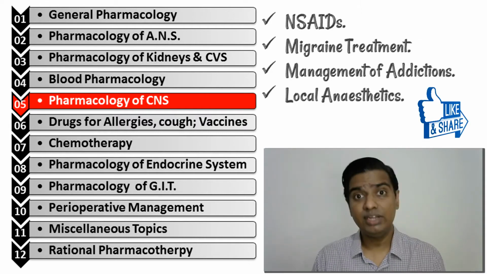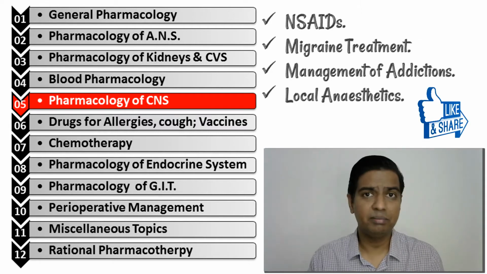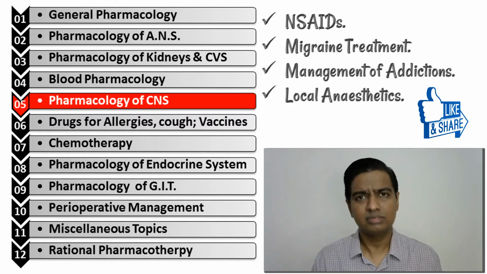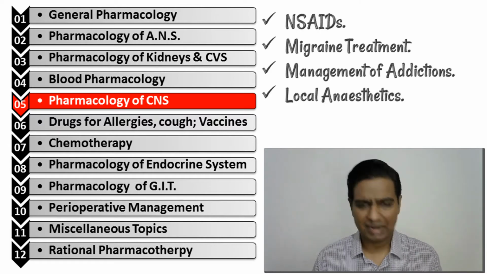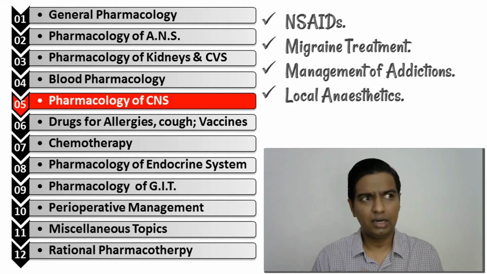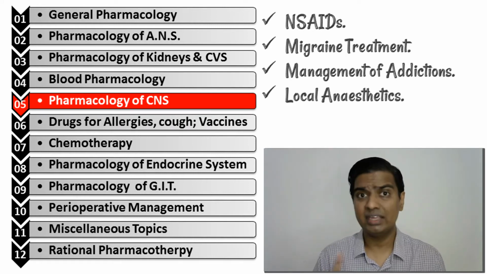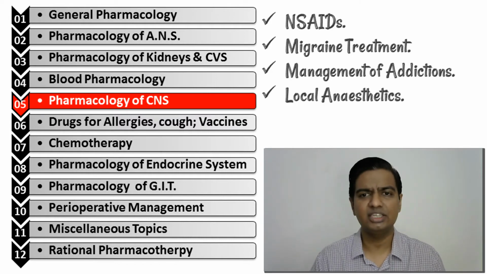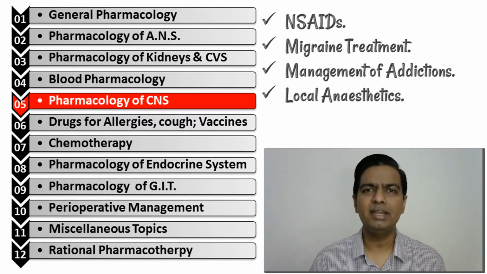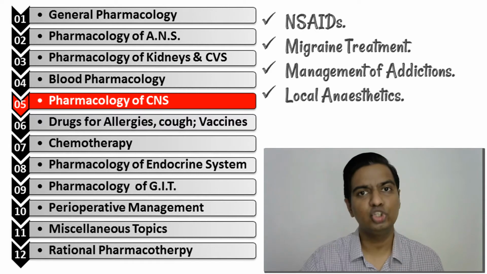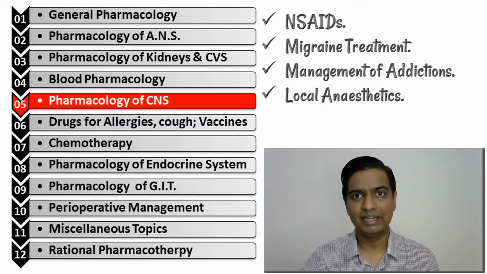These ones you need to know in detail. The treatment of migraine, which is a common kind of headache that you find in your clinical practice. You need to know how to manage addictions, tobacco smoking, alcohol and other kinds of drug addictions. Plus, a little bit about local anesthetics should be clear in your mind.